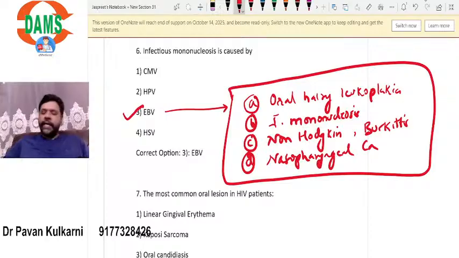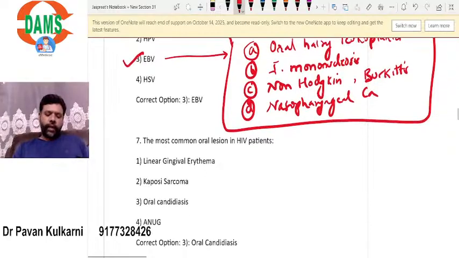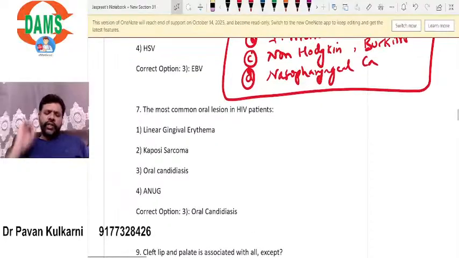So you have to remember that these are some important conditions caused by Epstein-Barr virus, like oral hairy leukoplakia, infectious mononucleosis, non-Hodgkin's lymphoma, Burkitt's lymphoma, and nasopharyngeal carcinoma. Please remember, Hodgkin's lymphoma has no much association with EBV. Please remember that. The most common oral lesion seen in HIV positive patients.